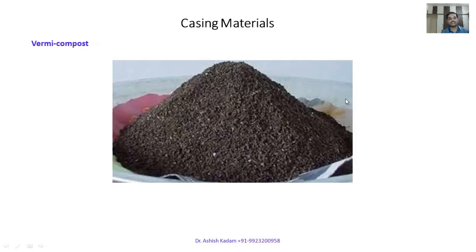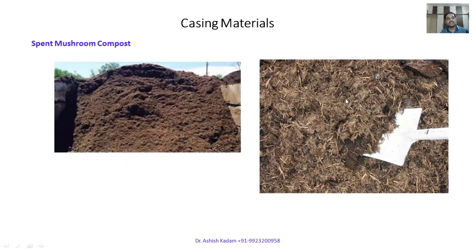Then this is vermicompost. Third, we can use spent mushroom compost. Spent mushroom compost is basically a waste product of the mushroom plant. After the cultivation and harvesting, we have a huge quantity of compost, which we remove from the growing areas, and we either sell it or use it for filling. You can use this material also as a casing material.